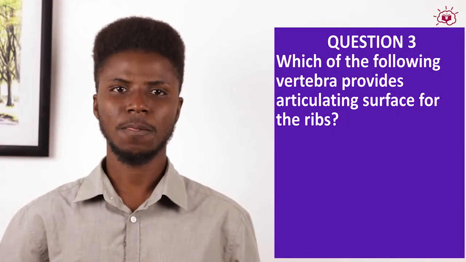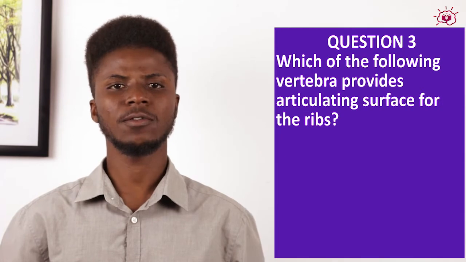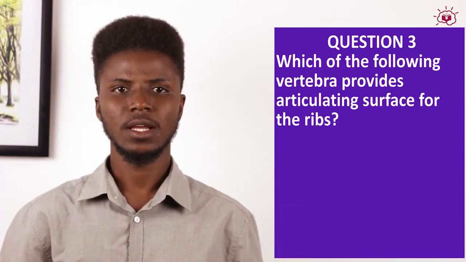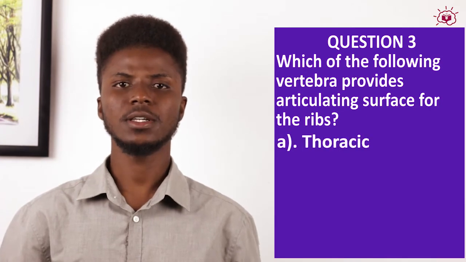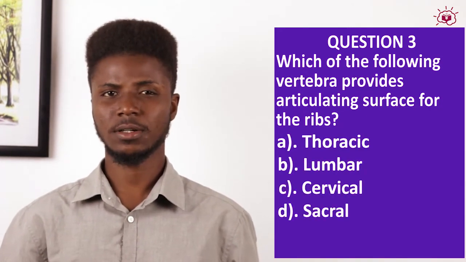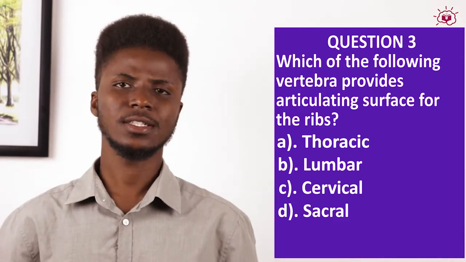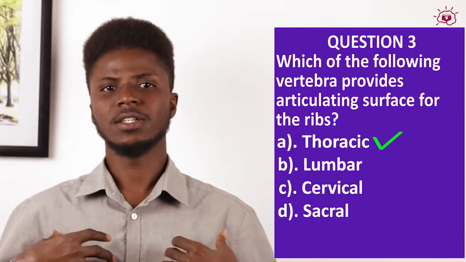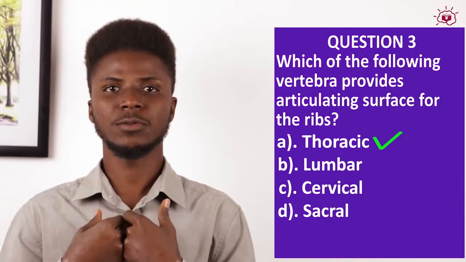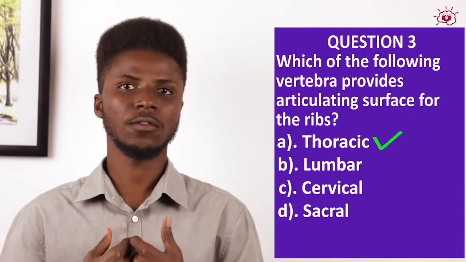Third, which of the following vertebra provide articulating surface for the ribs? A, thoracic, B, lumbar, C, cervical, and D, sacral. The answer is thoracic vertebra. The bones, the ribs, are joined to the thoracic vertebra, which is the vertebral column of the chest region.